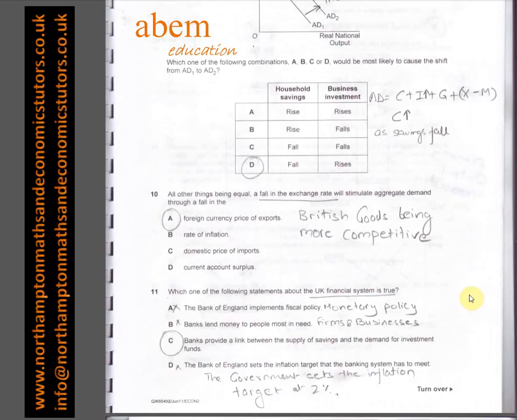In question number 10, all other things being equal, a fall in the exchange rate will stimulate aggregate demand through a fall in the foreign currency price of British goods, because British goods will become more competitive.